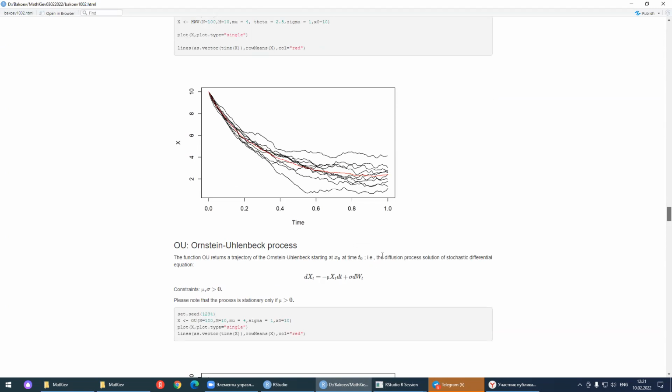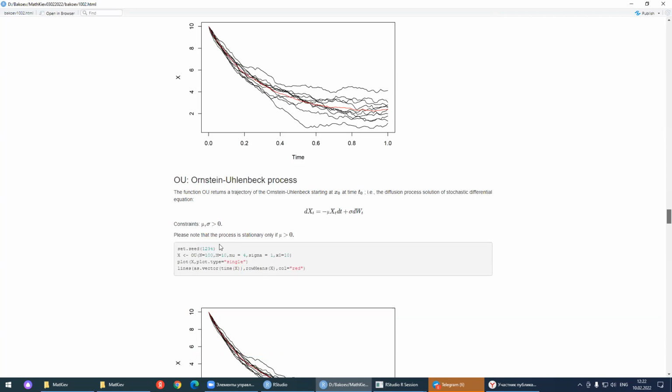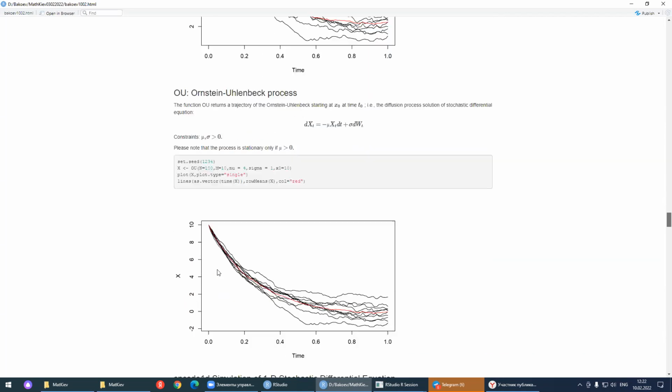And the diffusion process is the solution of the stochastic differential equation of this one. Here mu and sigma are the parameters of this process, parameters of this model. And you can see the number of trajectories here, and mu is here. And you can plot this process here, the same. The red one is the mean value and the black one is the sample.